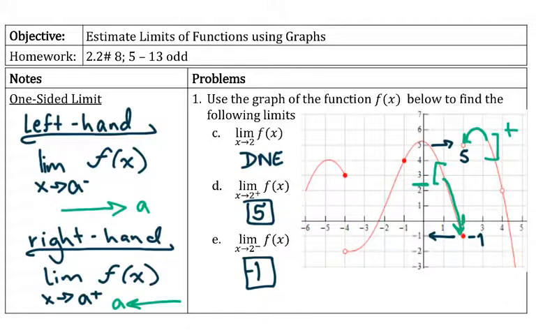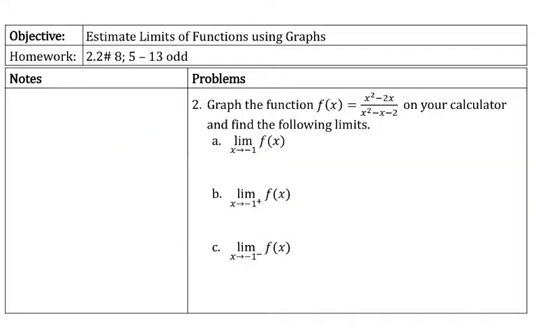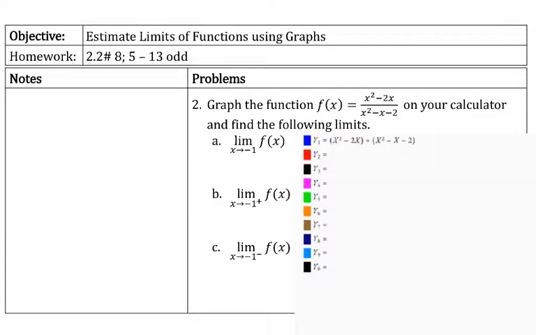Now, these are all problems where you have the picture already made. There are going to be some where they just give you the function and you want to graph it yourself. And the best way to do this is, of course, to grab your calculator. And the first thing we want to do with our calculator is type in this graph. And when you type it in on the graph, you want to put parentheses and type in the numerator. So parentheses x squared minus 2x, close parentheses.